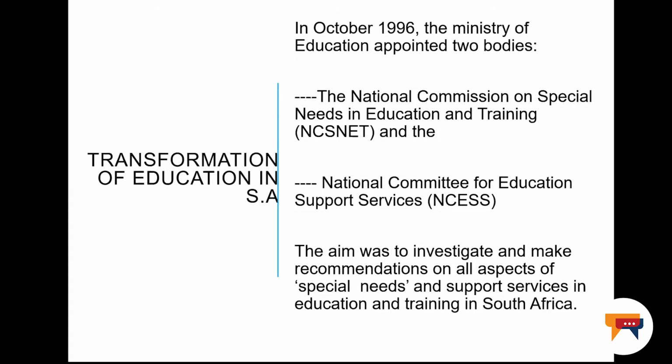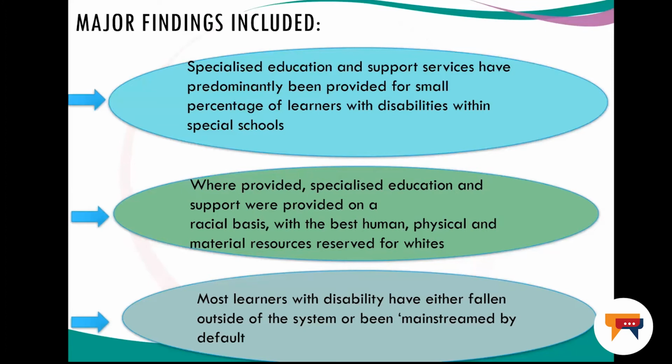So the role of the teams was to go out to the schools to investigate how education and support services were provided for all learners in schools. So that was the first movement that took place to transform the South African education system. Now let's see what these two bodies found.